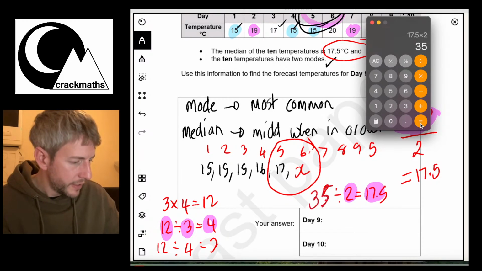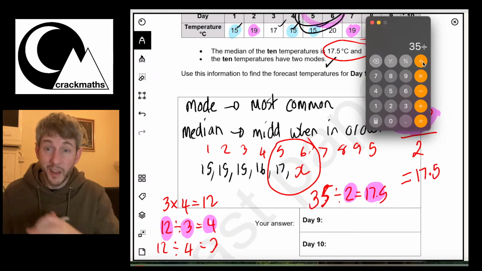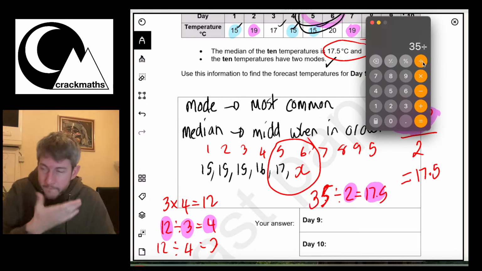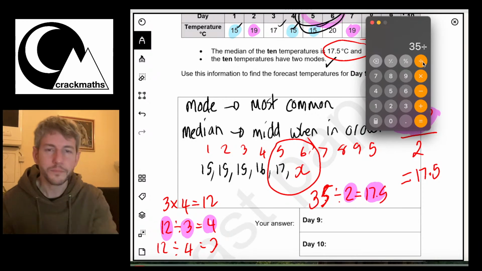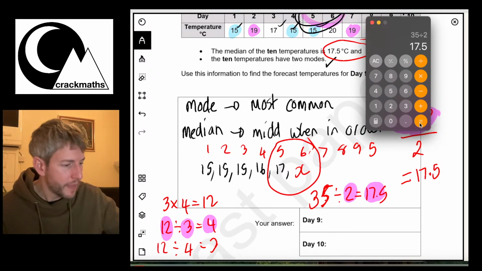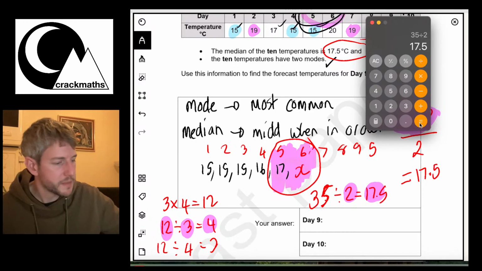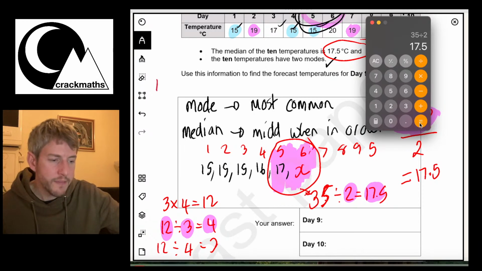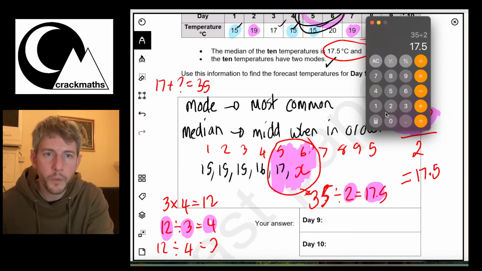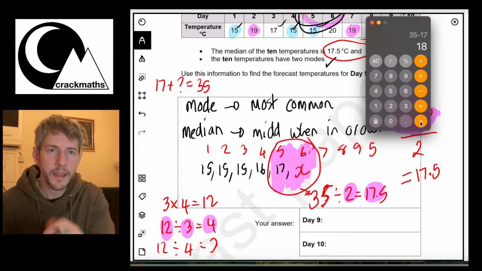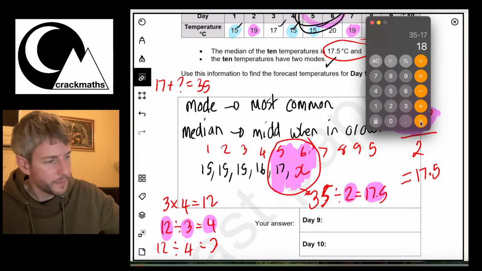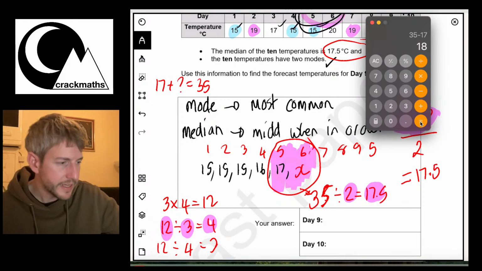So I'm going to put 35 here. So let's test that. 35. Oh, sorry. Sorry, guys. Right. 35 divided by 2 equals 17.5. Right, so we know that these 2 numbers in the middle have to add up to make 35. So therefore, if 17 plus something equals 35, then we can find that out by doing 35, take away 17, and that equals 18. So we know that this last number here is going to be 18.